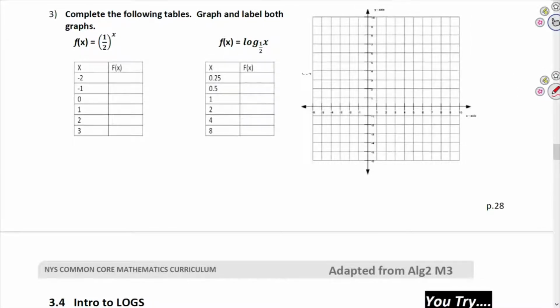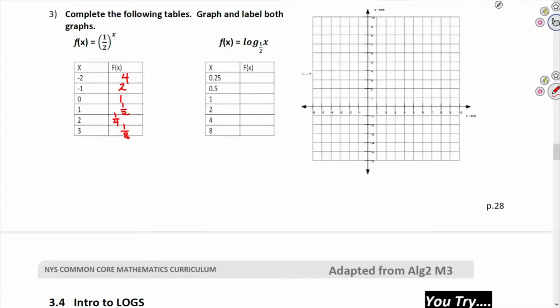I'll start off with the exponent in red again. So 1/2 to the 0th power is 1, because anything to the 0th power is 1. 1/2 to the first power is 1/2. 1/2 to the second power is 1/4, and 1/2 to the third power is 1/8. 1/2 to the negative 1, the negative will flip it over, and then I raise it to the first power, which is pretty easy, and you get 2. 1/2 to the negative second power, the negative flips it over, and you square it, so you get 2 squared, which is 4.